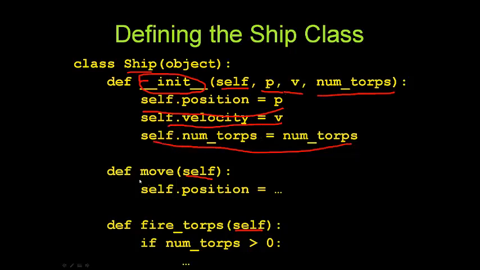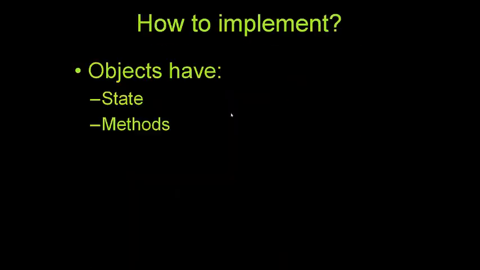Now, what can you do? You can move the ship, right? And so you set the position to something else. Okay, you figure out how to set this, right? Now, you can also fire torpedoes, right? If you have some torpedoes, you fire, whatever, right? So this, for example, you can imagine to be the beginning definition of a ship class.